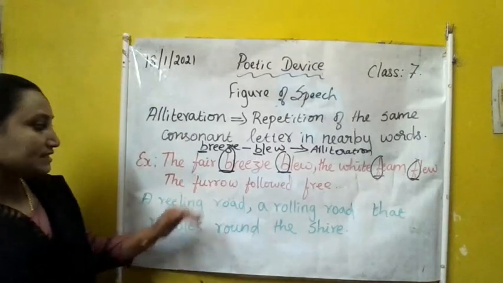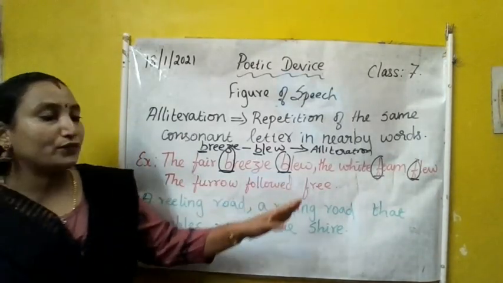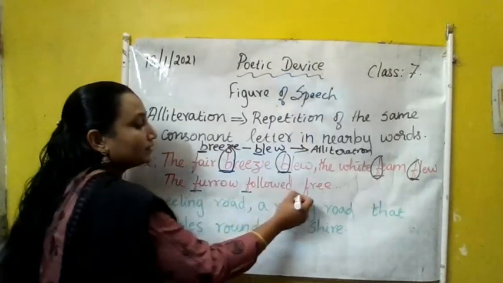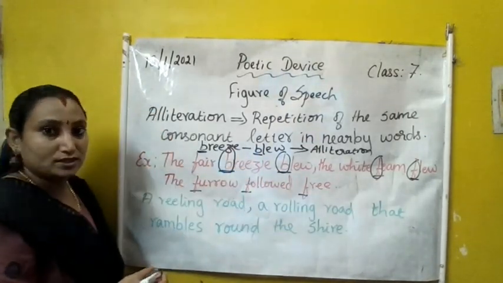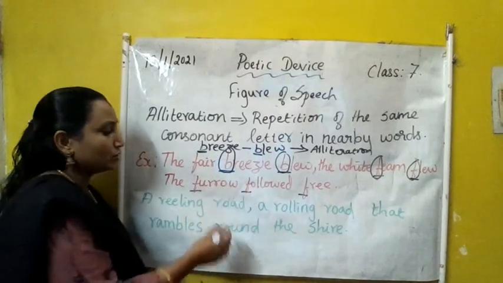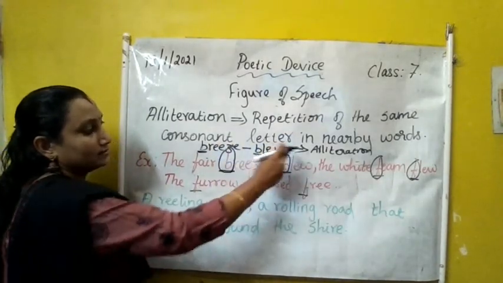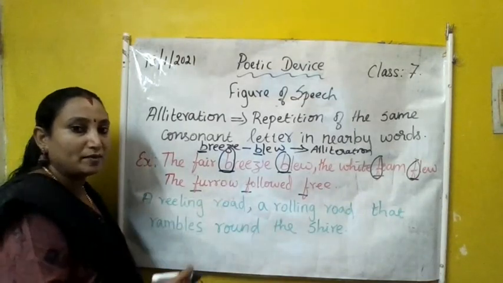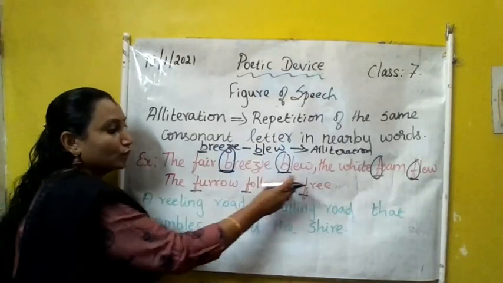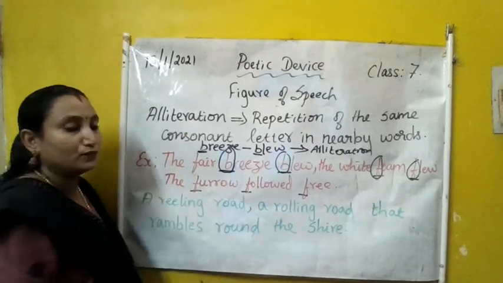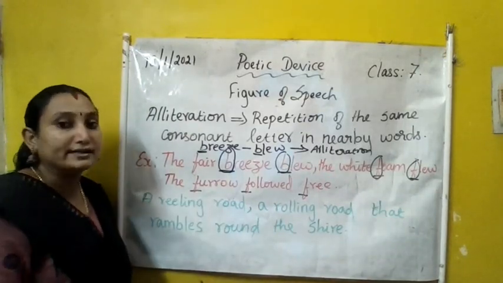Look at the second line. The furrow followed free. Again here we have the F sound repeated in 3 words, isn't it? So you have to write furrow followed free like this, the same way. Just as we wrote breeze blew, write the 3 words furrow followed free, underline the letter F, and mark it as alliteration.